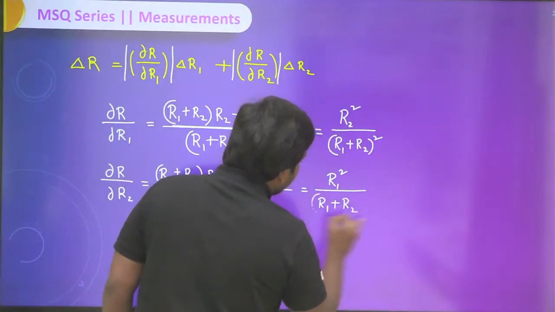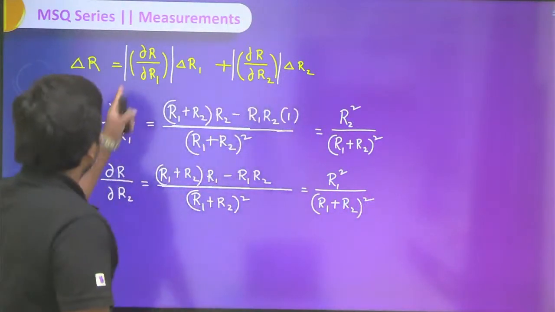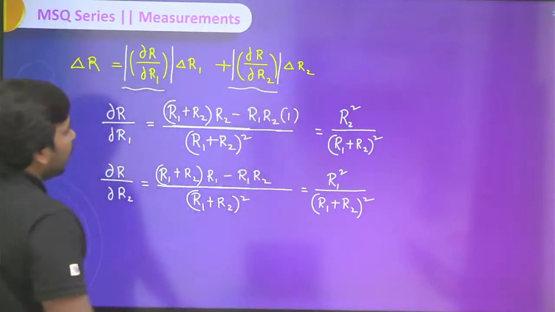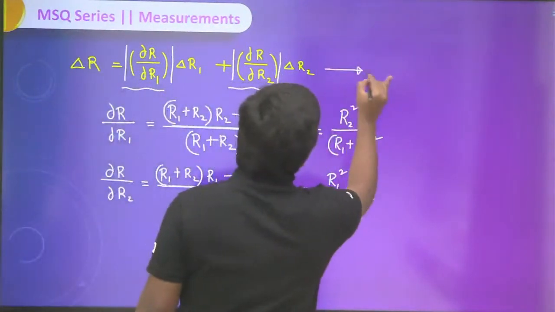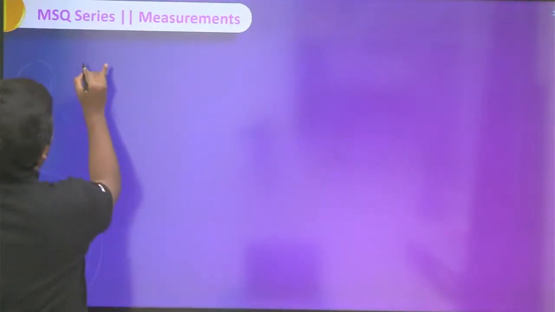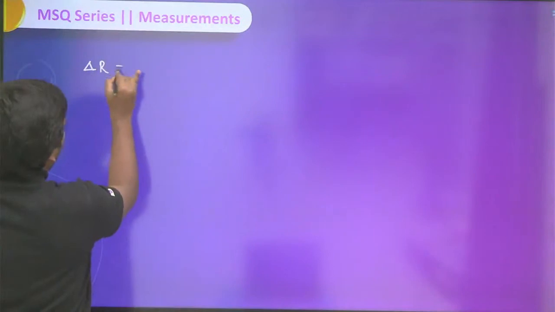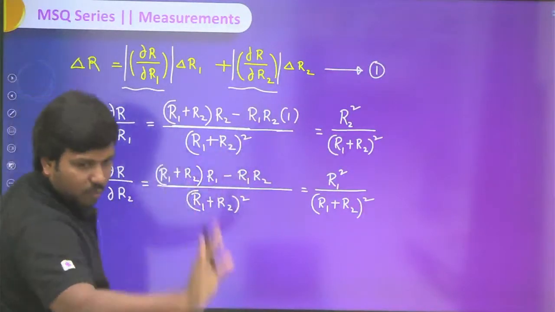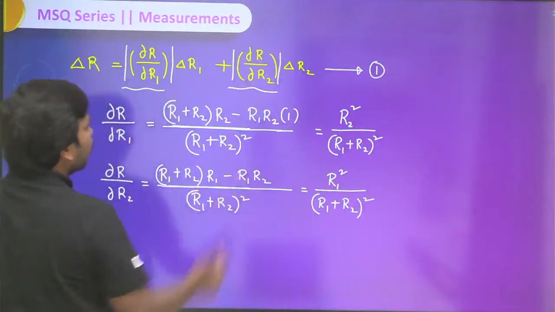So after this much elaborated explanation, we understood what is there here, and we also understood what is there here. Now, let's call this equation 1, which is very popular as far as the limiting error is considered. Now, what would be delta R? Be relaxed, don't go here and there. Apply basics. No formulaic approach is required. Let's solve from the basics itself.